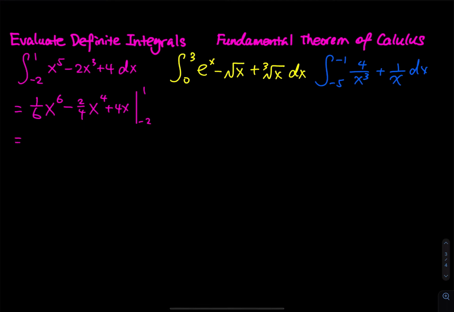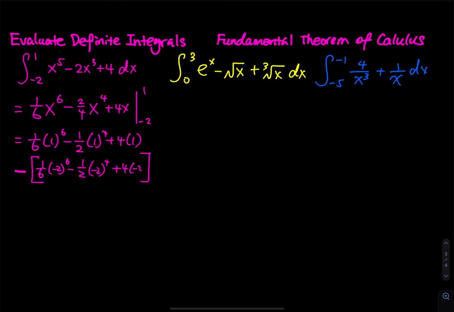So plug in a 1: we have 1 over 6 times 1 to the 6, then minus 1 half times 1 to the 4th, and then plus 4 times 1. Then we will plug in the -2 and subtract that. Since we have to subtract multiple terms, you have to write a minus and put everything inside a square bracket. Then you have 1 over 6 times -2 to the 6, minus 1 half times -2 to the 4th, and then plus 4 times -2.